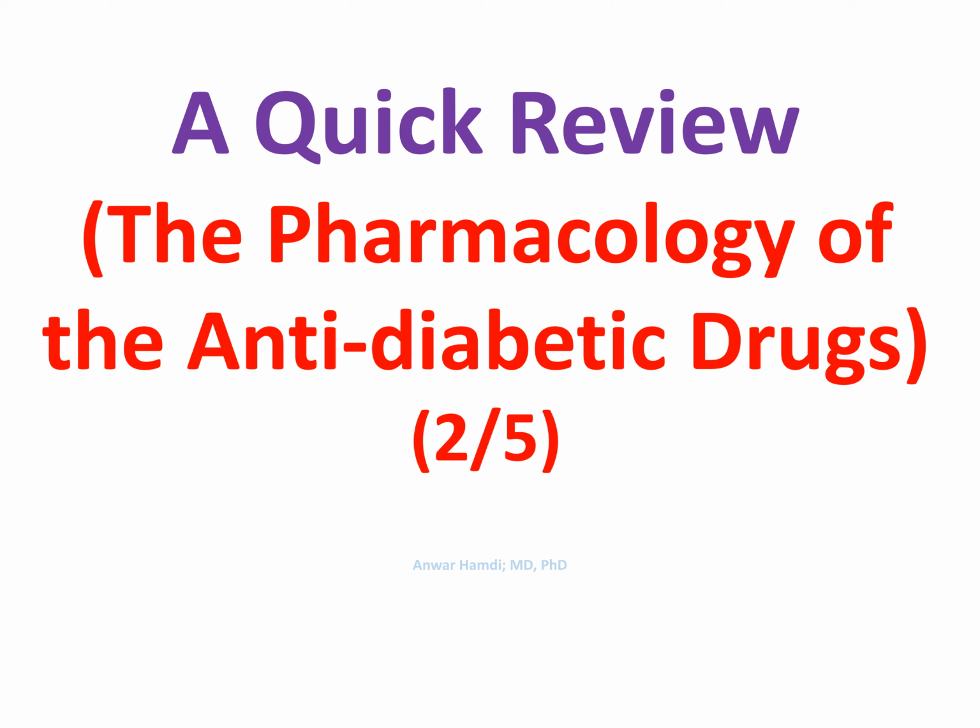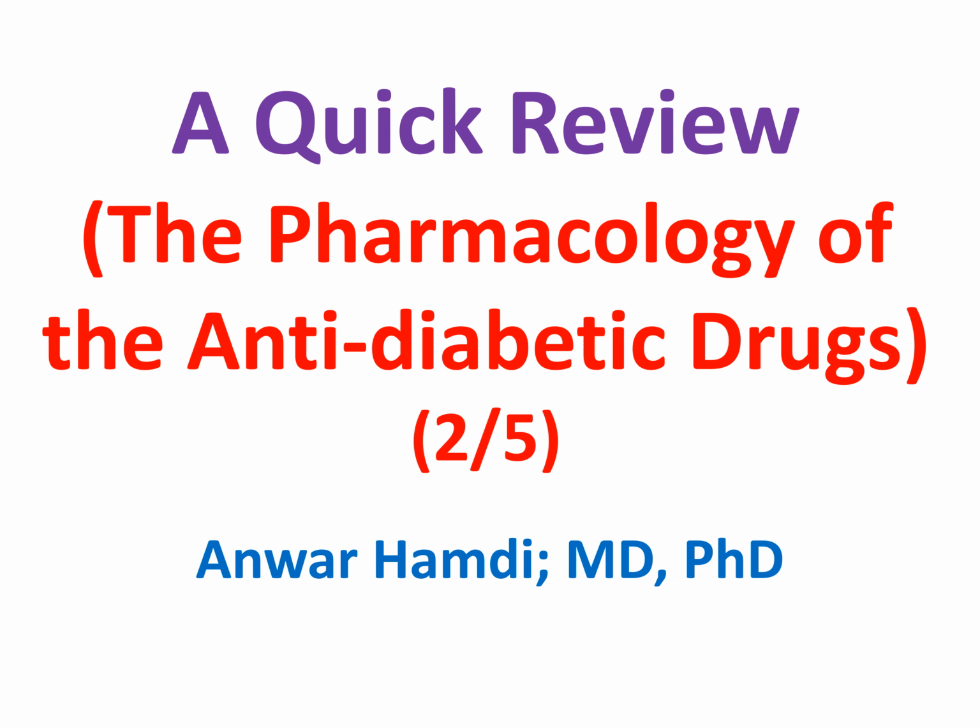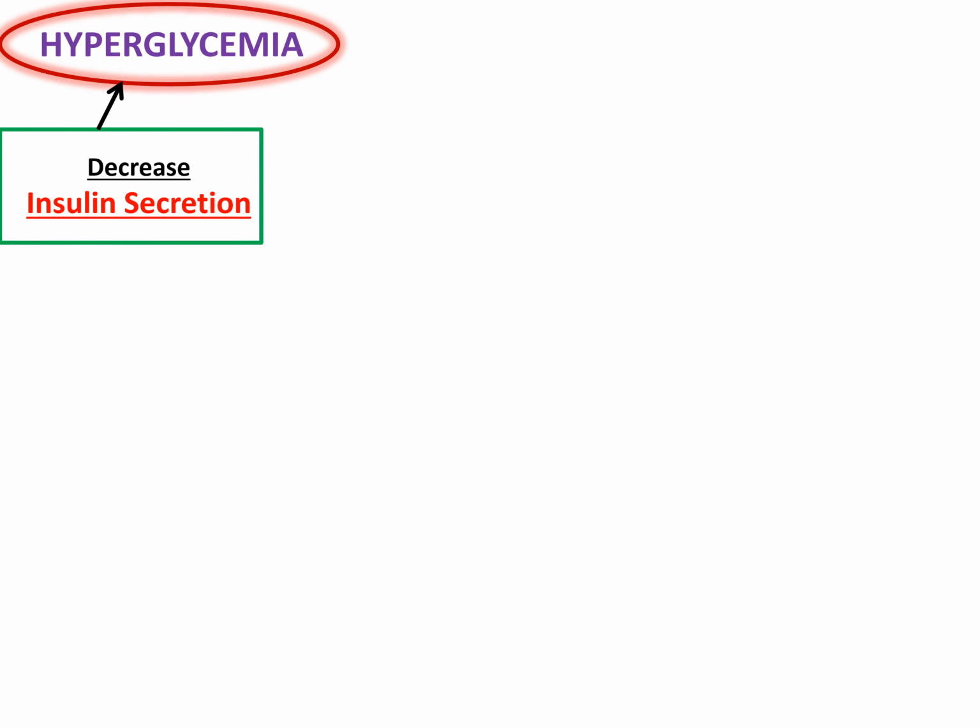A quick review: the pharmacology of the anti-diabetic drugs. Decreased insulin secretion is a very important factor leading to hyperglycemia. The secretion of insulin is from the beta cells in the pancreas. Now let me enlarge one of these beta cells.